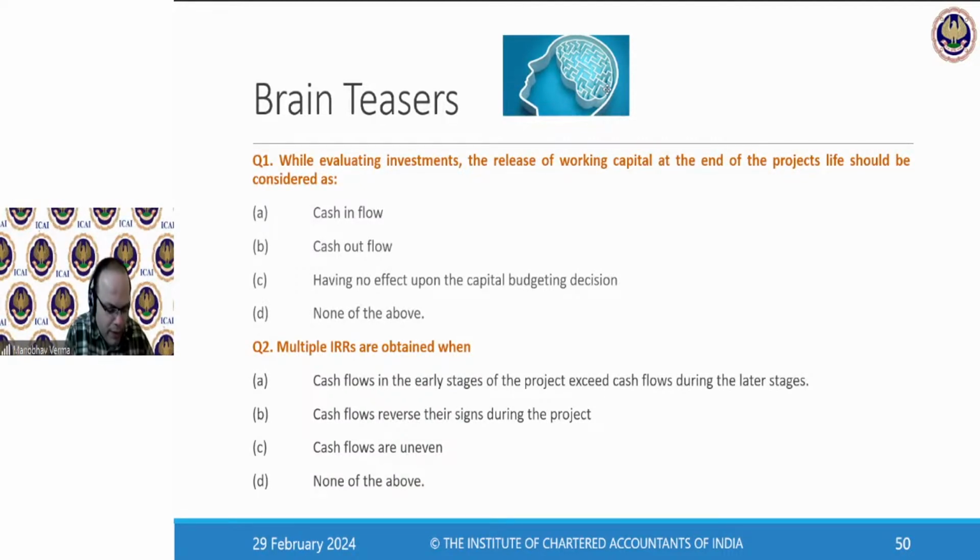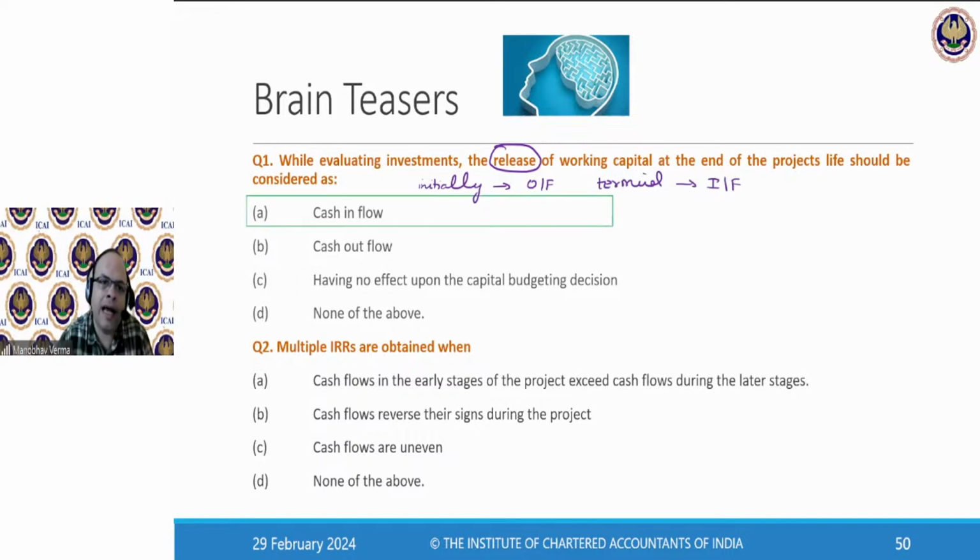We can discuss question number one in the meantime, because I think the majority is giving me the correct answer, option number A. See, the question is release of working capital at the end of the project. The point is release. That means initially there would have been an additional working capital outflow, and in the terminal year, at the end of the project, it will be an inflow. So I agree with you guys. This happens to be a cash inflow. Very nice. Okay, what about question number two?